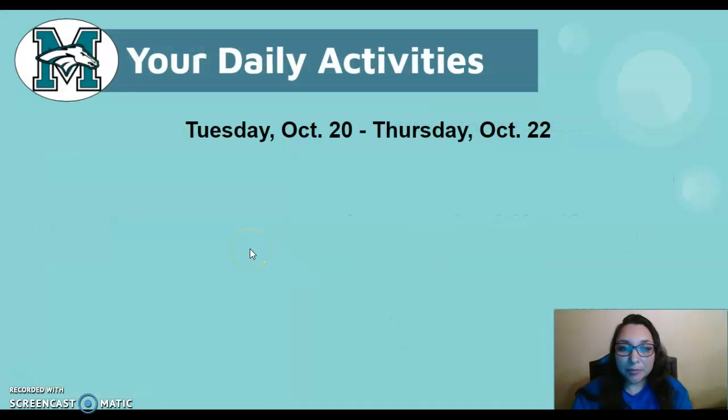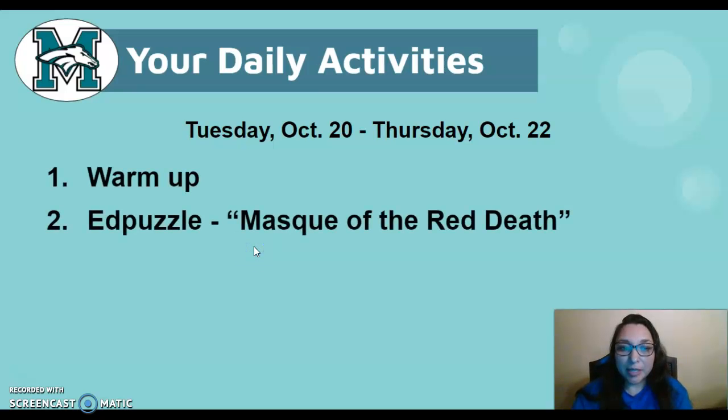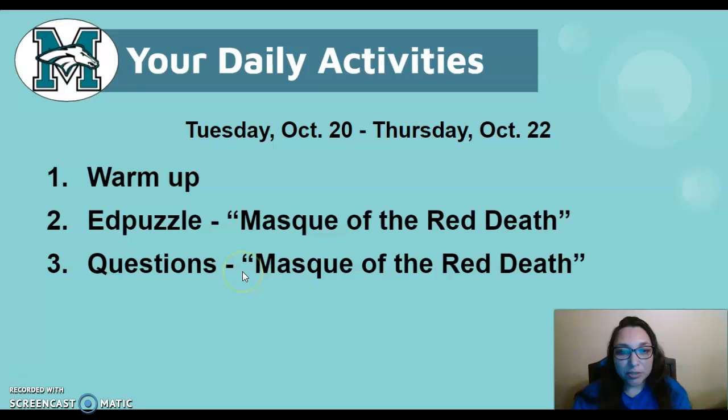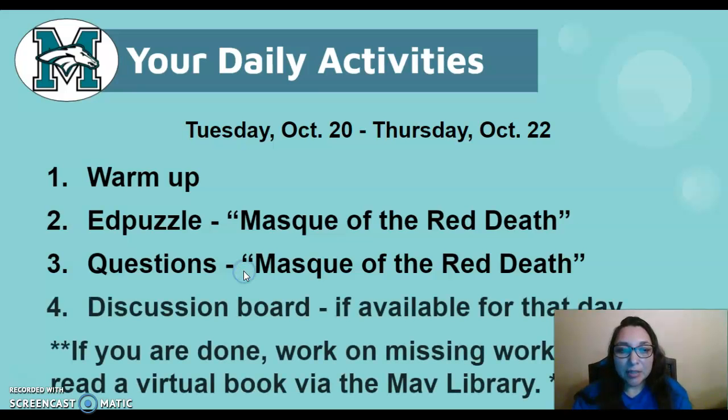Your daily activities from Tuesday, October 20th to Thursday, October 22nd will include the warm-up, the Ed puzzle about Mask of the Red Death. There are 3 different Ed puzzles, so make sure that you complete each one every single day. And then the questions about the Mask of the Red Death. We have chunked up the reading for you, and each and every single day you're going to have a different section and a different set of questions that you must answer. So make sure that you're doing it on a daily basis.